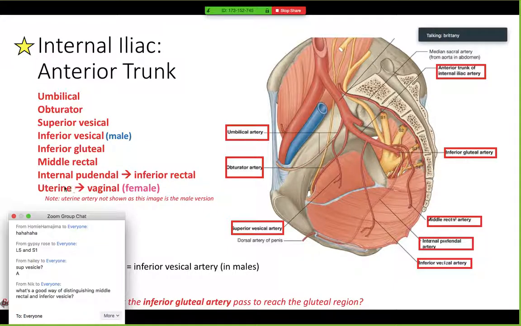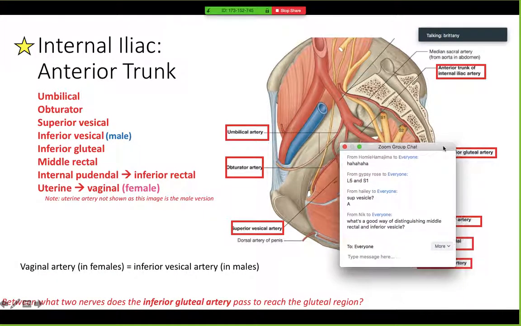Okay, so also you're going to have a uterine artery, which gives off a vaginal branch. And this is not shown here because they're showing an inferior vesical artery, so this is like the male schematic. But just know, if you see an artery going to the uterus, that's going to be your uterine artery. And then also realize that the vaginal artery in females is equivalent to the inferior vesical artery in males.